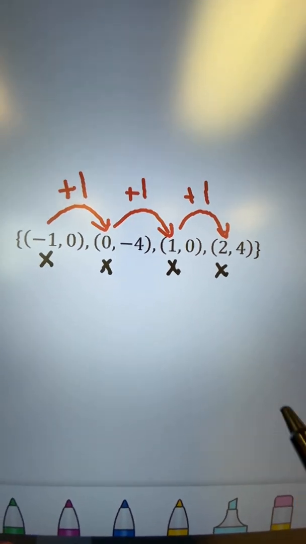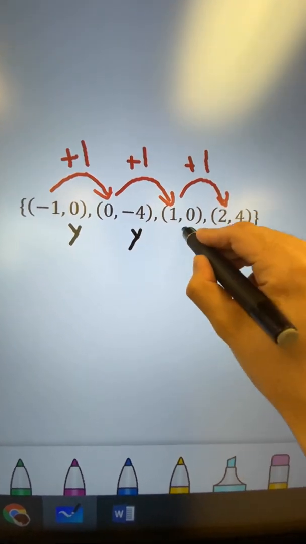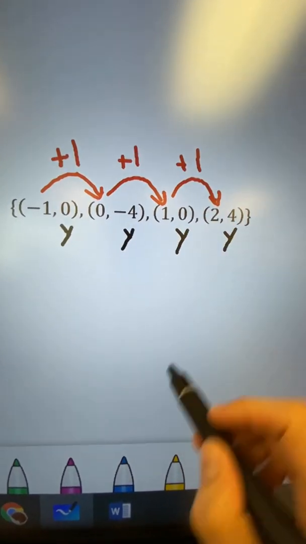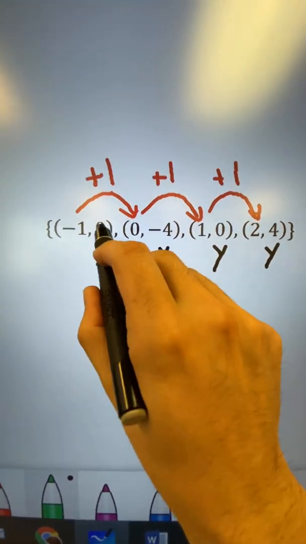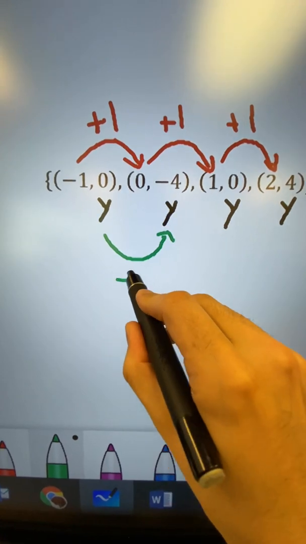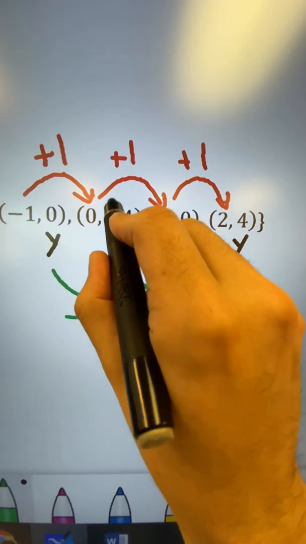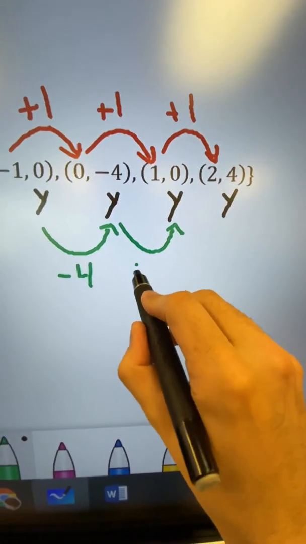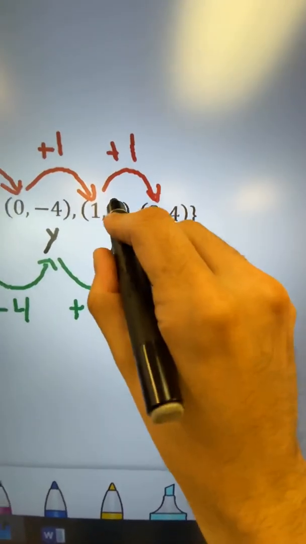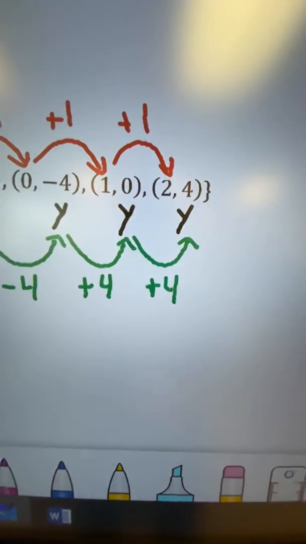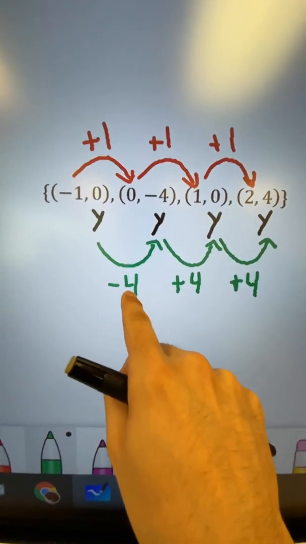And now all we've got to do is check the y values. So the y values are the second value in each of these ordered pairs. And we're going to check, okay, from this y value to this y value, you can see it went from 0 to -4, which means it decreased by 4. Now from this y value to this y value, it went from -4 to 0, so it increased by 4. And then from this y value to this y value, it went from 0 to 4, so it increased by 4 again.